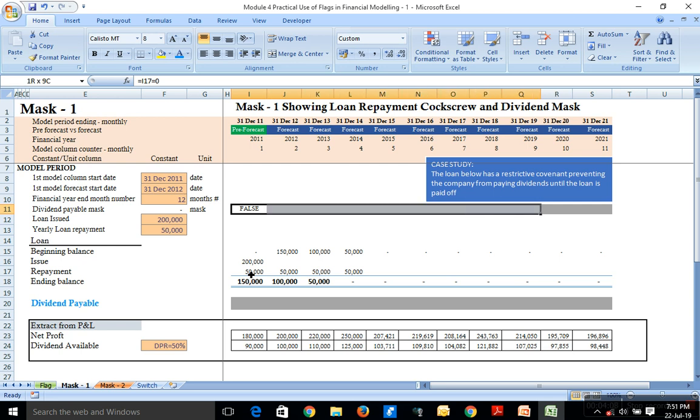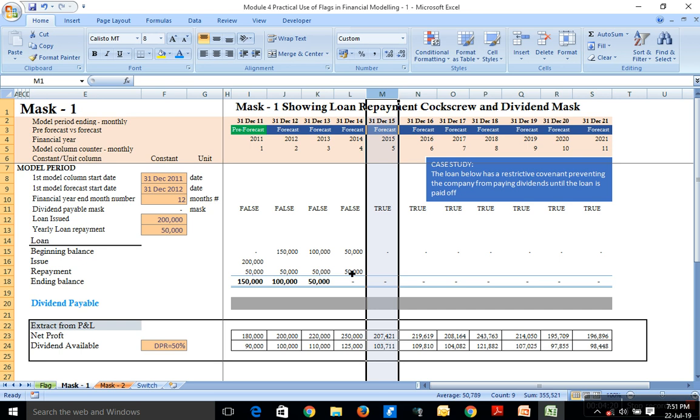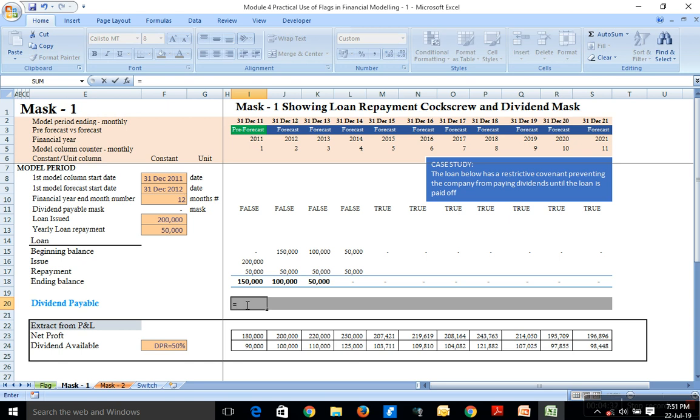So shift forward arrow key, Control R, and we can see that upon 2015 the loan repayment is fully paid off, so nothing is being paid in 2015. Then we should have dividend being paid. So on the dividend payable line, we can do a simple multiplication of the dividend payable mask multiplied by the dividend available for payment. So in those periods where repayment is ongoing, the dividend payable becomes 0.